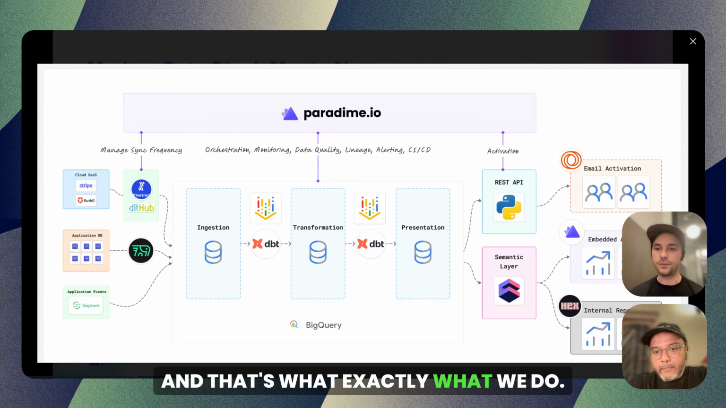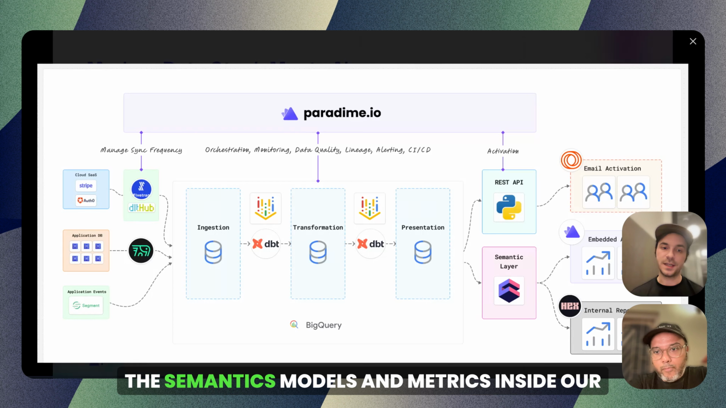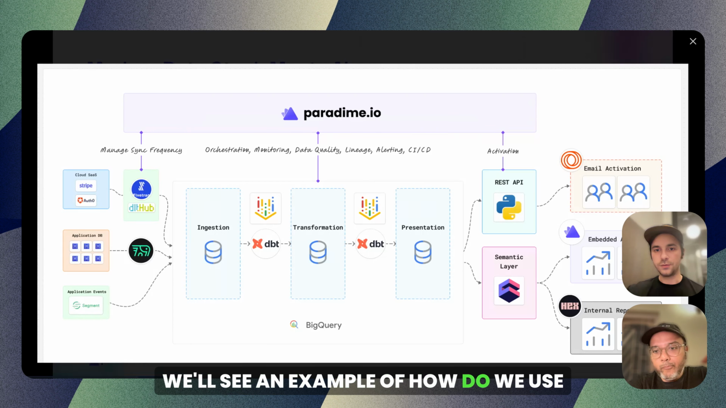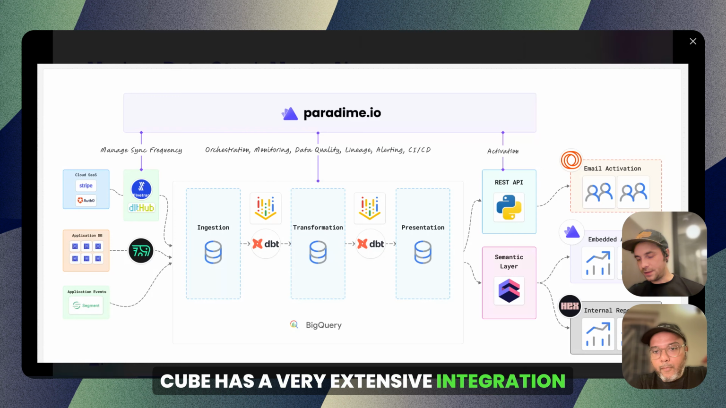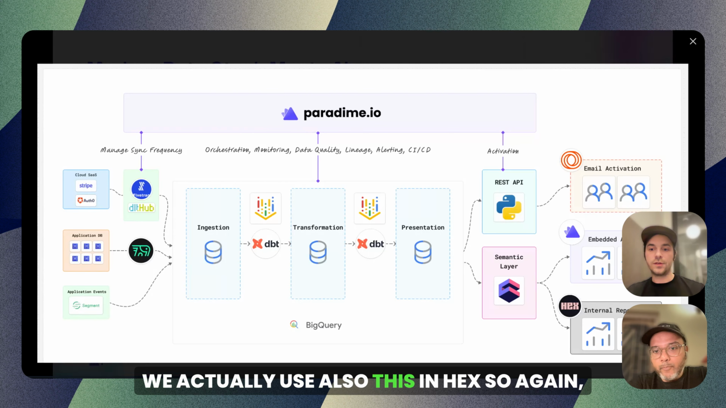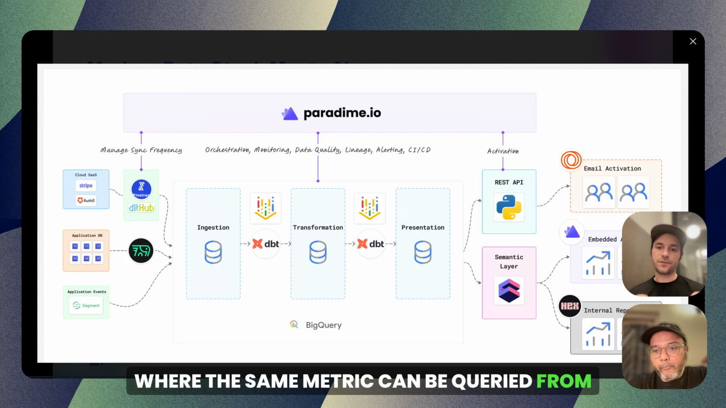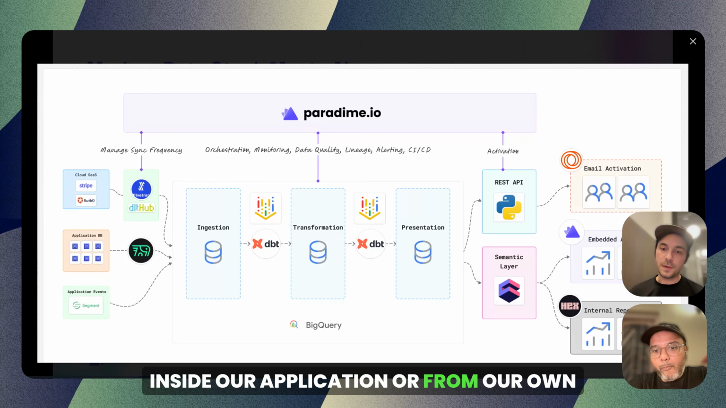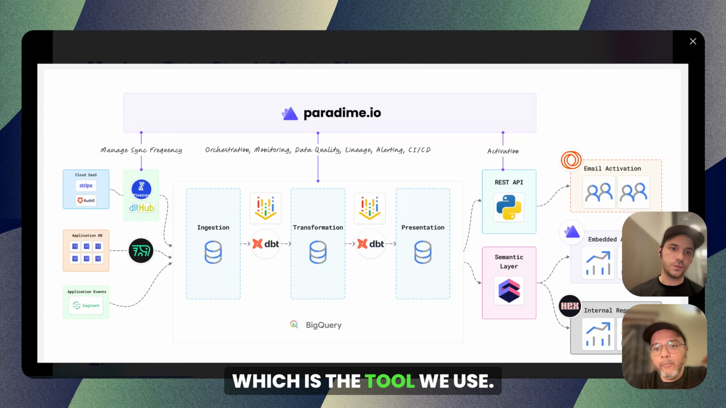And that's exactly what we do. So we use the graphical endpoints to feed the semantic models and metrics inside our application. We'll see an example of exactly how we use this. But also because Cube has a very extensive integration layer, we use it in Hex as well. So again, it creates a single source of truth where the same metric can be queried from inside our application or from our own internal analysis and reporting through Hex, which is the tool we use.